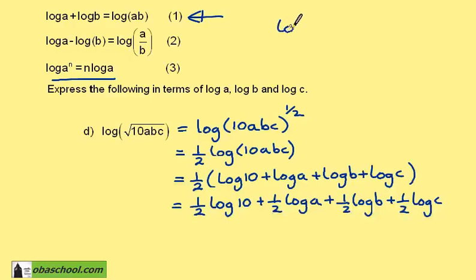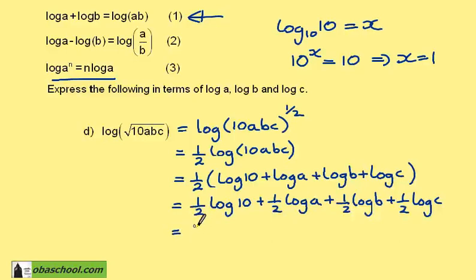Log of 10, if we have log to the base 10 of 10 and we put this as x, using our definition of logarithms, this is 10 to the x is equal to 10. And that means that x is equal to 1. We have discussed this before, that log to the base a of a is always equal to 1. Since log of 10 is 1, this is just a half, and then all the other terms remain the same.